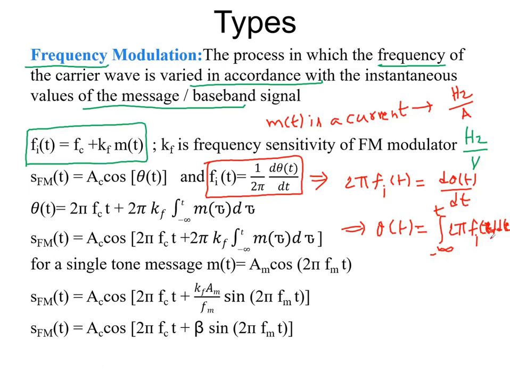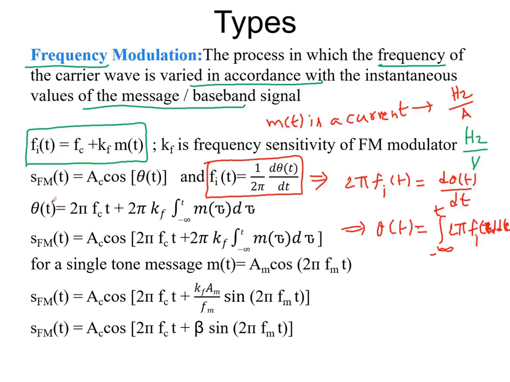If you substitute Fi of t with this equation, you will be left with 2 pi times Fc dt. Fc is a constant, so Fc dt will become t. Then 2 pi kf, where kf is a constant, times the integral from minus infinity to t. Since you are integrating till t, you have to replace this variable with some tau d tau. That's why I have represented it with another variable instead of t. You may keep it as x dx, or y dy, anything you like.